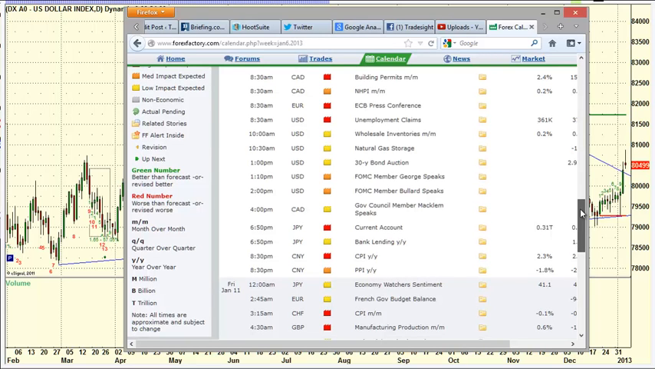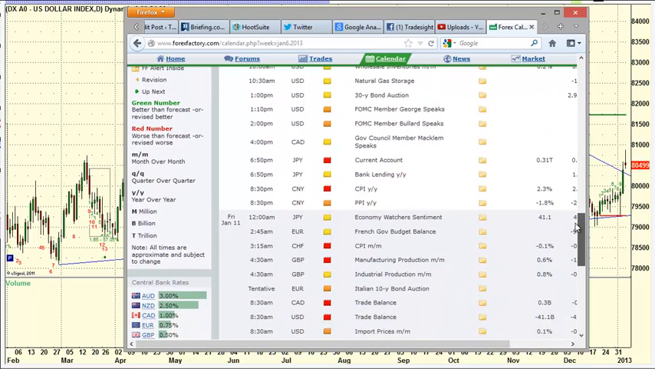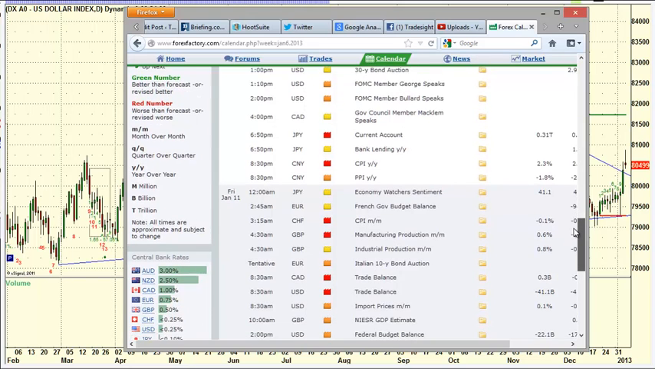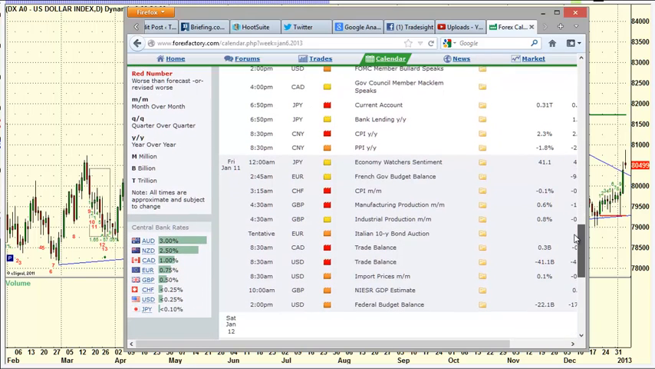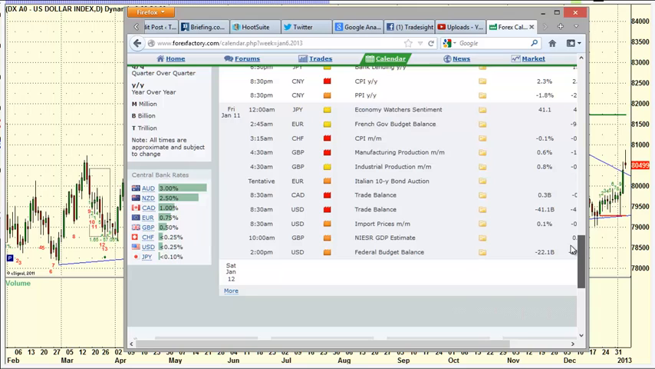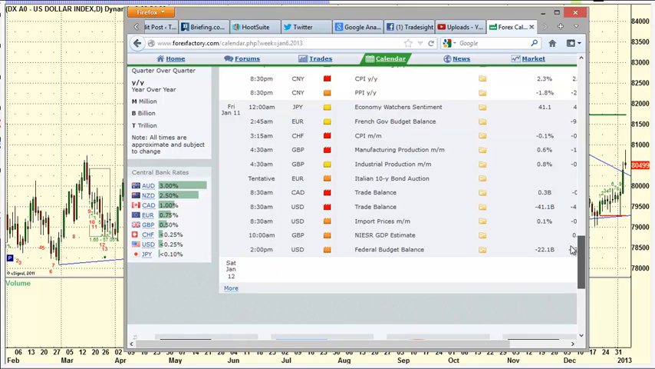U.S. data includes unemployment claims, jobless claims expected around 366,000. Wholesale inventories coming out at 10 a.m. Eastern time. Natural gas numbers. 30-year bond auction is at 1 p.m. Eastern time. A couple of speeches out of key Fed members during the day. Then we've got current account out of Japan Thursday night, along with bank lending. China releasing its CPI and PPI data.